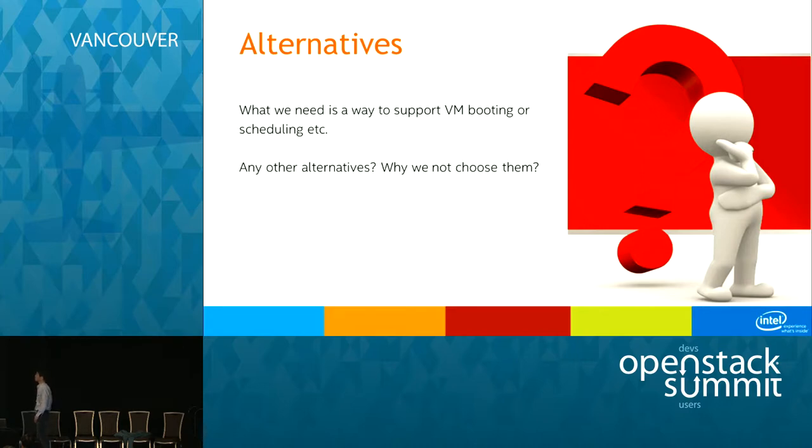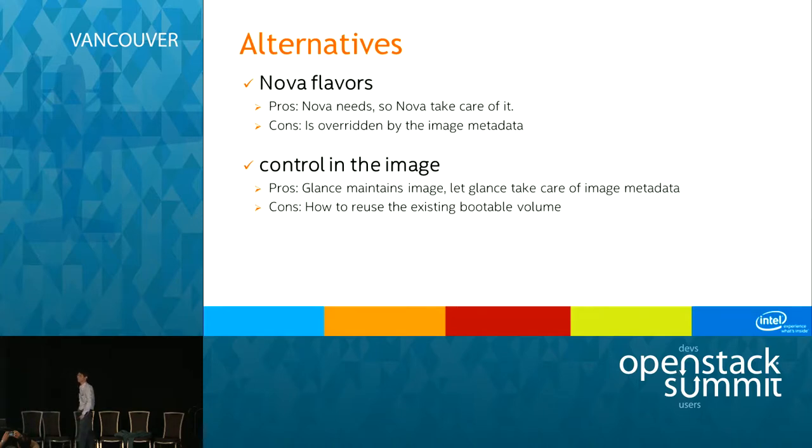Someone may argue that we can do that in some alternative ways, such as Nova flavors, or we can control it in the Glance image, right? Yes, Nova flavors can do that. It can be used to control Nova booting when you configure some flavors. Nova will consume these flavors and will know what to do when booting. But after digging into the source code, we know that Nova actually will override this customization from the Nova flavors with the image metadata. So if we just do that using Nova flavors, it's not enough.